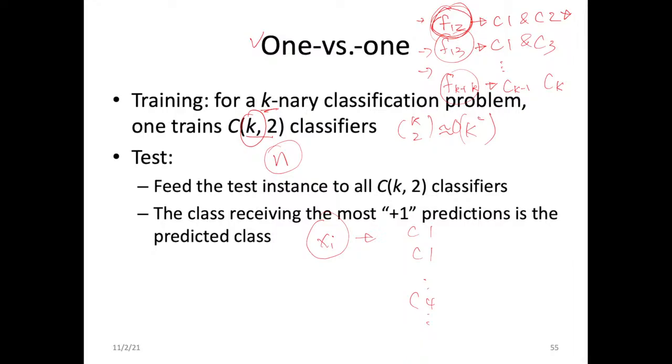When you have a different number of classes or a different number of training instances, sometimes one versus one might be faster, sometimes one versus rest might be faster. It really depends.